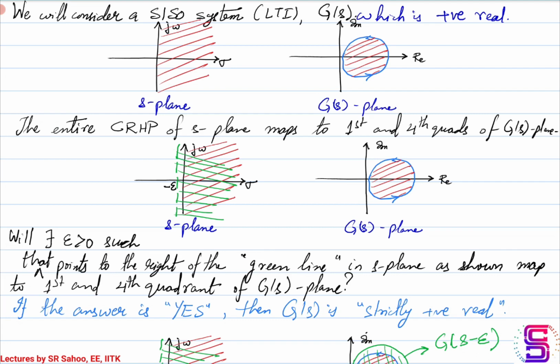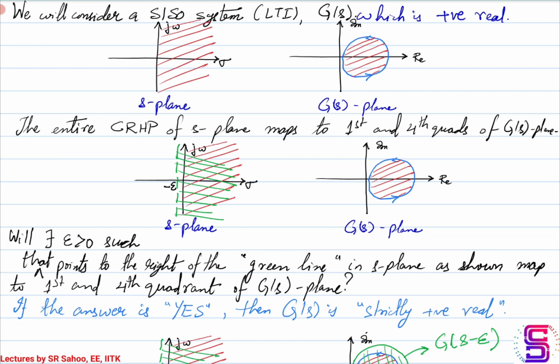Now, when we say it is positive real, it essentially means the entire right half plane, so the j omega axis and the right of the j omega axis, maps onto the first and fourth quadrant in the G(s) plane. The j omega axis will map onto the Nyquist plot of G(s), and the remaining part, which is the open right half of the S plane, will map to the interior of the Nyquist plot, and this Nyquist plot lies in the first and fourth quadrant. This is when G(s) is a positive real transfer function.